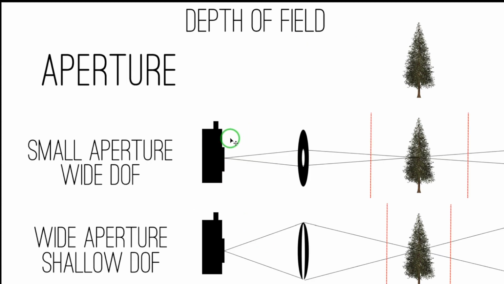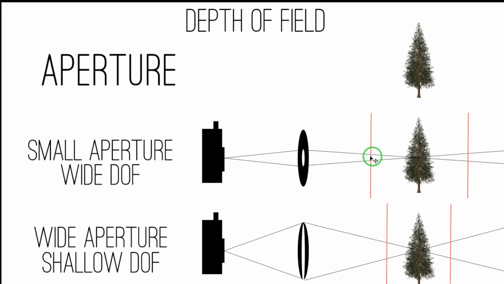Alright, aperture. So how this works is, in this case, we're going to keep the camera where it is on both. We're going to keep the lens where it is and the subject where it is. The only thing that we're going to change is the size of the opening of the aperture. So this is a small opening and this is a large opening. And what's going to determine depth of field is how fast the light rays spread apart.